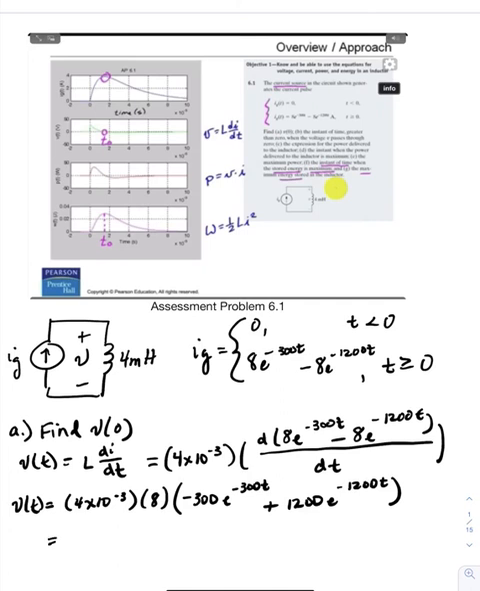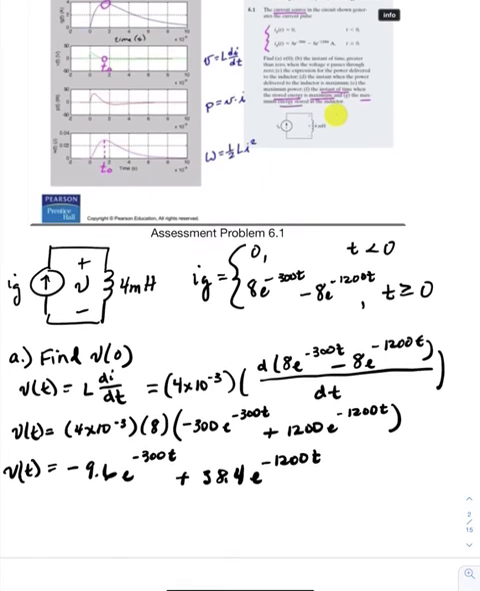And if we multiply all that together, get my handy dandy calculator here, 300 times 8 times 4 times 10 to the minus 3, we get minus 9.6 e to the minus 300t plus 1200 times 4 times 10 to the minus 3 times 8 is 38.4 e to the minus 1200t. So this is our expression for voltage.